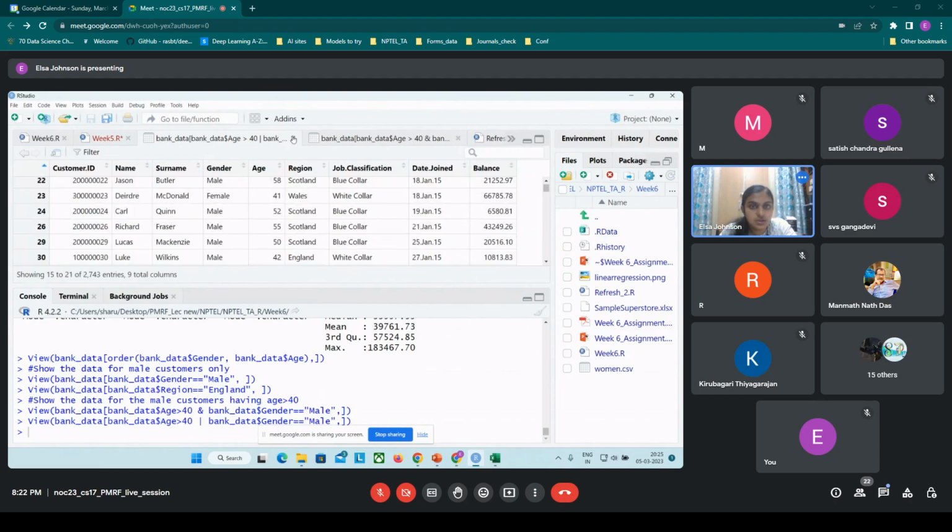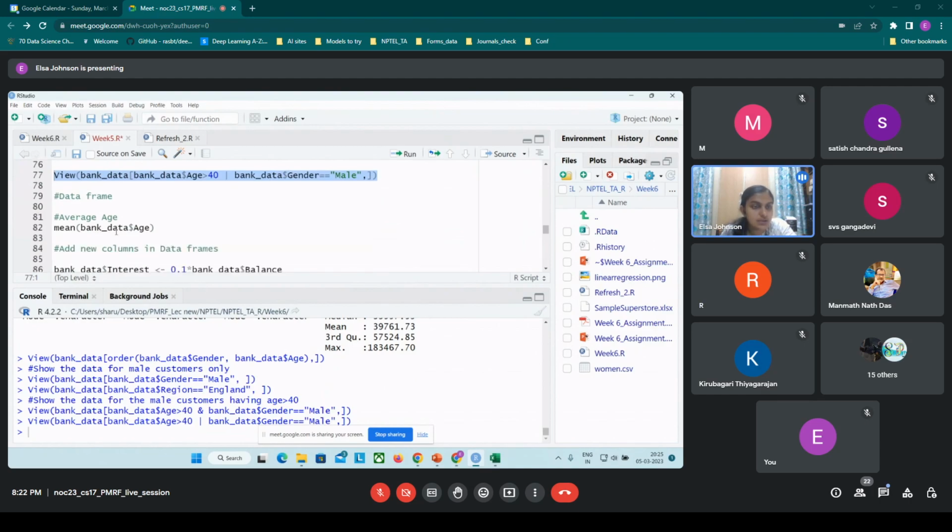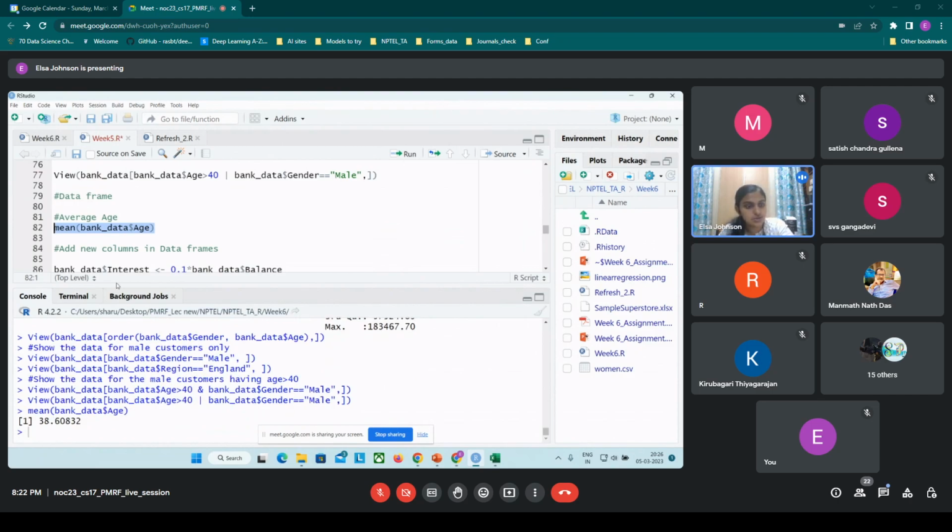Now I'll close these two. Another thing you can see is that in the summary you'll get all these things, but if you separately want to see the average of the age, you can calculate the mean of the age column: mean of bank data underscore age.